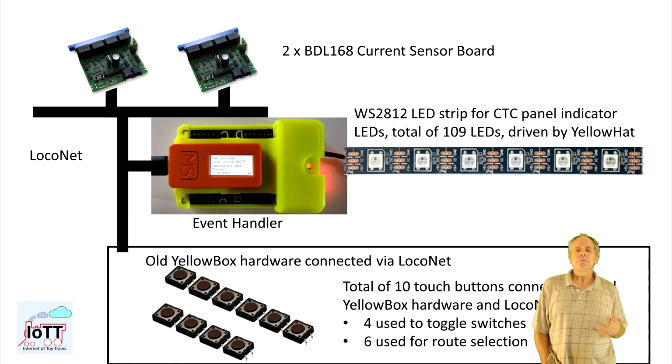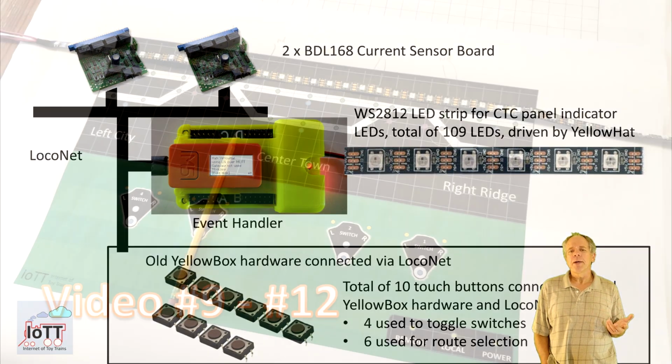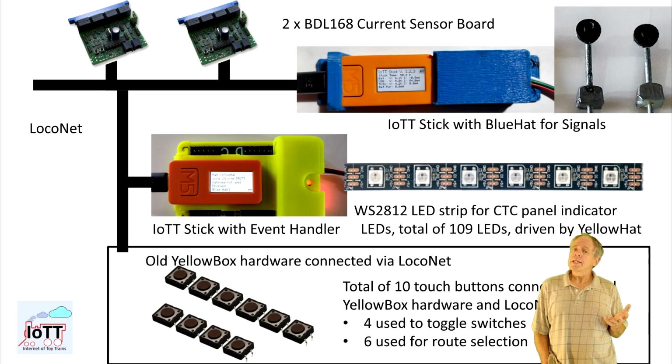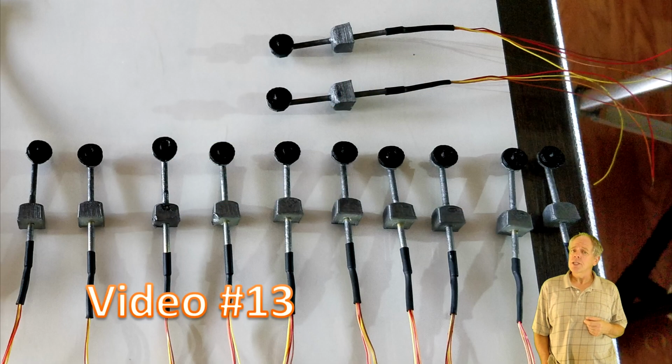As control system I am still using my old touch button hardware and a YellowHat to drive the picture frame CTC panel LEDs and run the event handler logic. Video 9 has more on how I built that CTC panel. For the signal mast I am using a blue hat that is driving the NeoPixel chain for the signals. If you want to see how I built the signals from scratch, watch video number 13.